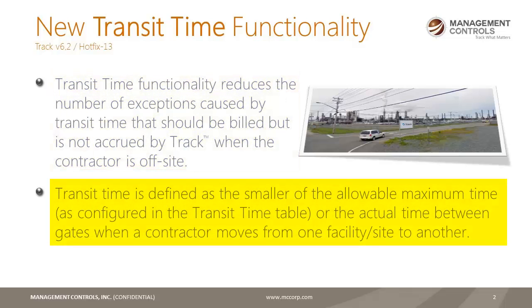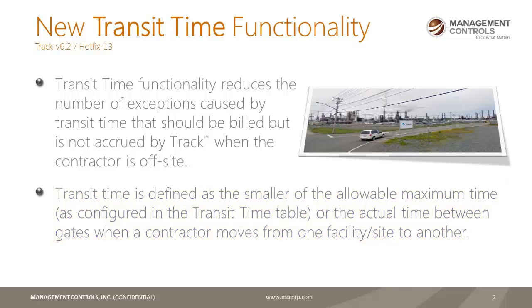Transit time is defined as the smaller of the allowable maximum time as configured in the transit time table, or the actual time between gates when a contractor moves from one location to another. For example, if the allowable time between gates is 15 minutes and the actual time is 12 minutes, the contractor will be granted 12 minutes of transit time. The maximum to be granted would be 15 minutes regardless of the actual time between gates.